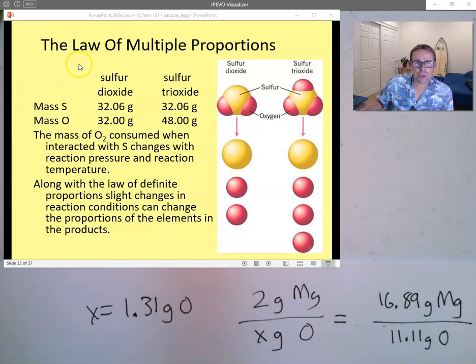Another law is called the law of multiple proportions. What this basically says is that sometimes you can react two things together. So here I'm reacting sulfur with oxygens. If I react it one way, I get sulfur dioxide, sulfur with two oxygens. But if I react sulfur with oxygens a different way, I can end up getting sulfur trioxide. So that is called the law of multiple proportions. So we have the law of definite proportions, where if you react two chemicals the same way, you'll always get the same product. But we have the law of multiple proportions, which says that if you react two chemicals different ways, then you might get different products.